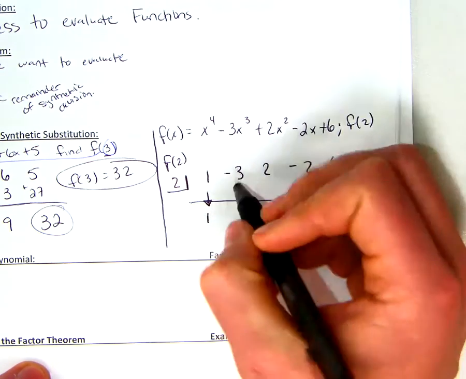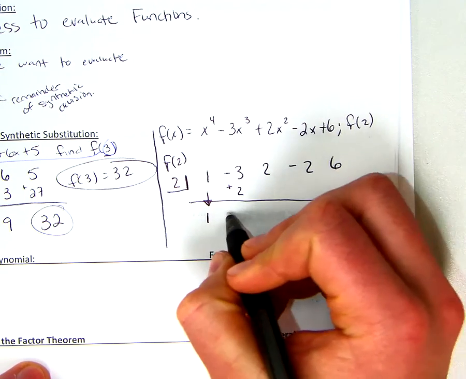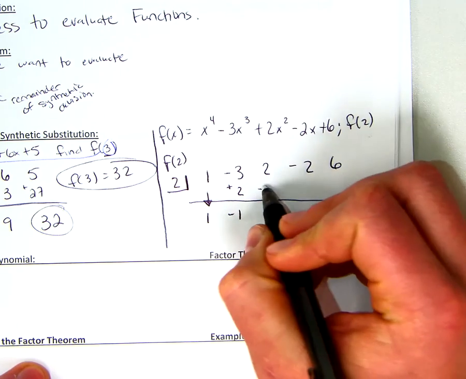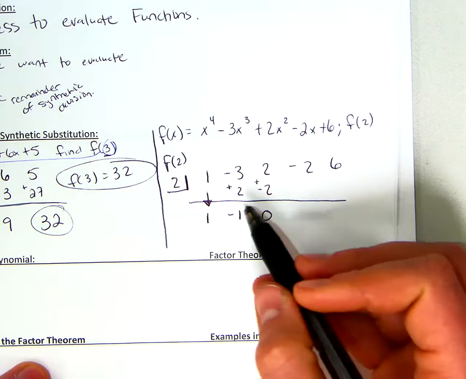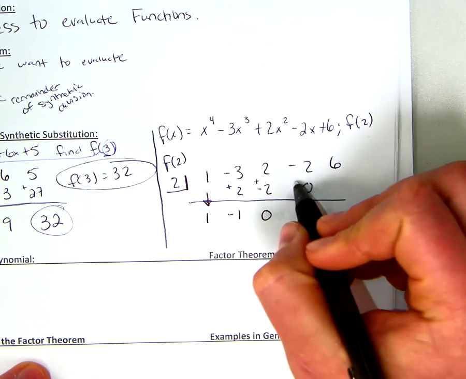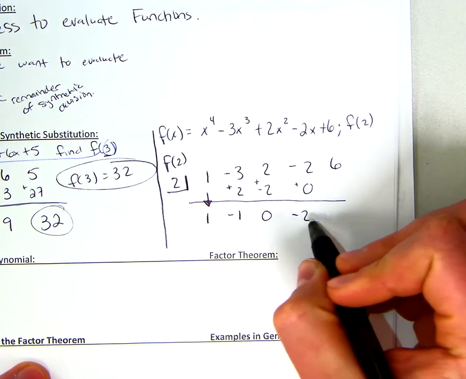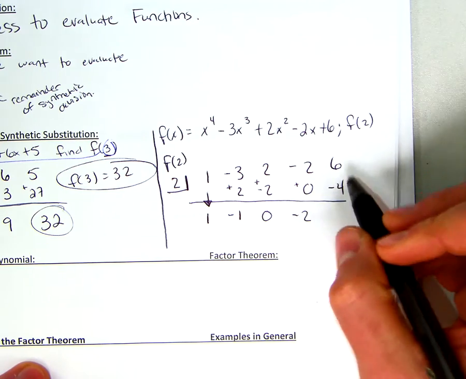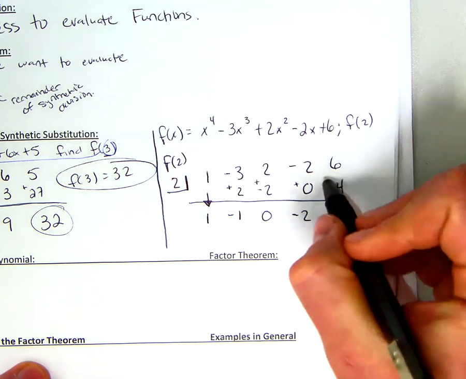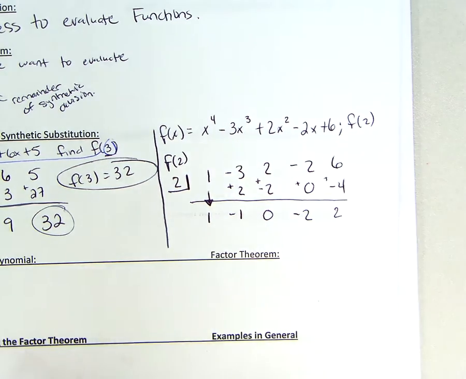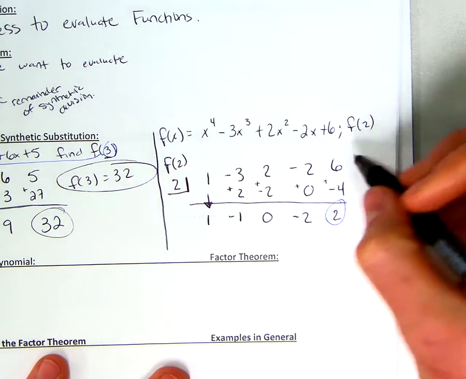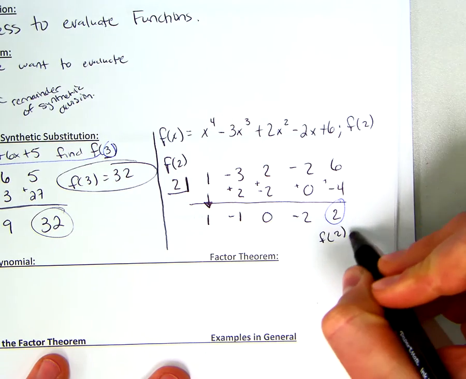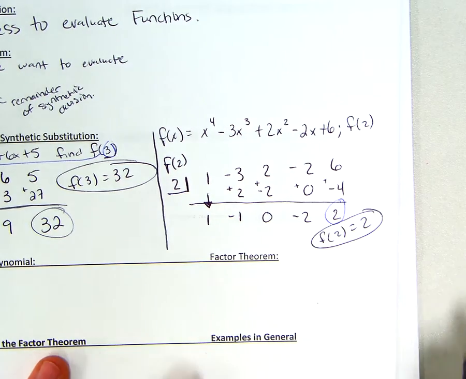So I have the 1. 1 times 2 is 2. Negative 3 plus 2 is negative 1. Negative 1 times 2 is negative 2. 2 plus negative 2 is 0. 2 times 0 is 0. Negative 2 plus 0 is negative 2. Negative 2 times 2 is negative 4. 6 plus a negative 4 is just 2. So again, my answer, f of 2 equals 2.